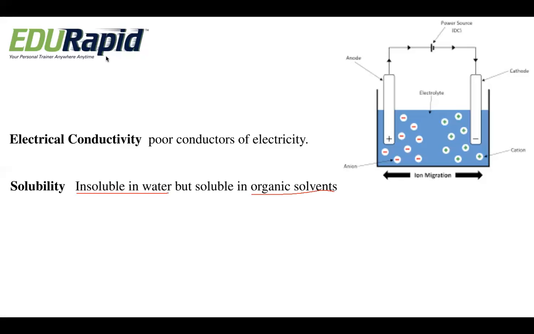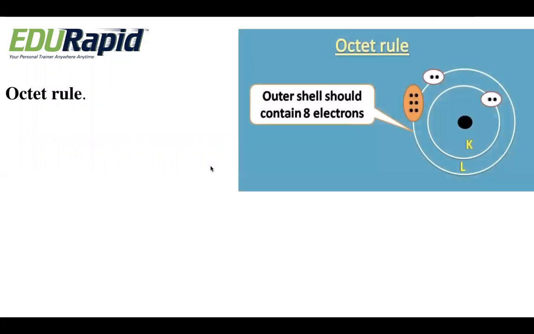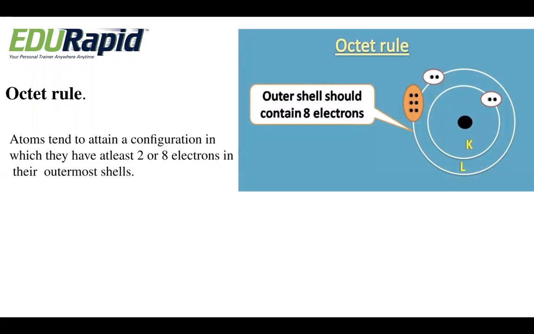Up to here, we have studied some of the important properties of the covalent substances as well as the ionic substances. We'll move on to the next important topic, that is the octet rule, right? This is one of the most important topics, the octet rule.